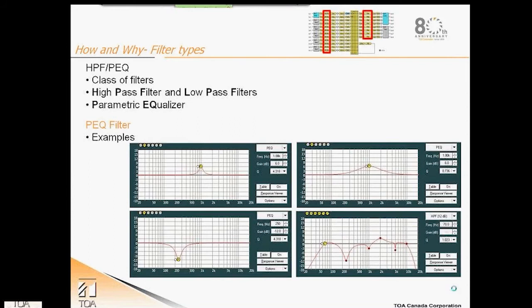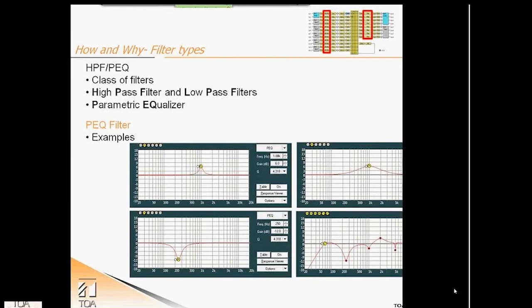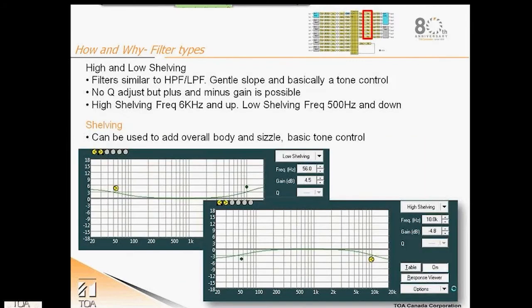Here are some examples of a PEQ filter with different Qs, gain, and center frequencies. When multiple PEQs are used, complex filter arrangements can be achieved. High and low shelving are basically tone controls for the low and high frequencies. Their corner frequencies and gain are adjustable. These can be added together as illustrated here.